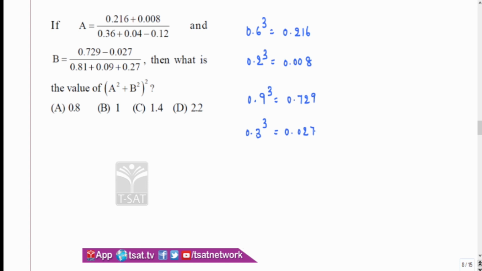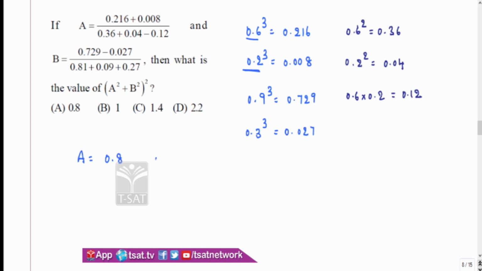Now it is in the formula. If you look at A, it is in the formula a cube plus b cube, and in the denominator if you look at, this is 0.6 square, then 0.2 square, and ab is 0.6 into 0.2, that's 0.12. We all know a cube plus b cube by a square plus b square minus ab is equal to a plus b. Therefore, your capital A becomes a plus b. Here a is 0.6, b is 0.2. So a plus b is 0.6 plus 0.2, that is 0.8.